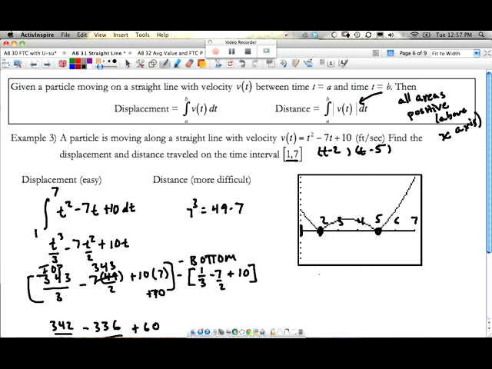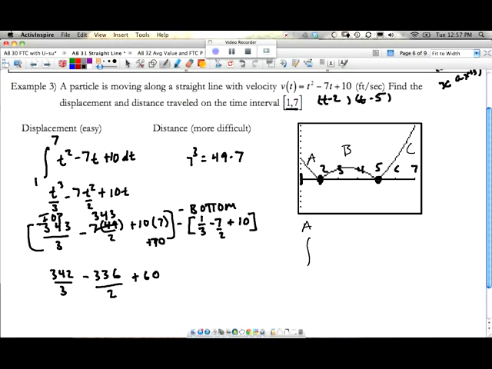So how do I deal with that? In order to deal with that, I need to split this into 3 zones. We have a zone A, a zone B, and a zone C. So zone A, it's going to be just a regular integral. It's not flipped at all. So that's going to be from 1 to 2. And that's just the regular graph here. T squared minus 7t plus 10. Zone C is very similar. Regular graph, but this time we're going from 5 to 7 of t squared minus 7t plus 10.